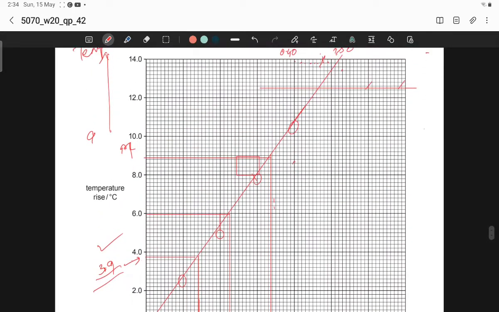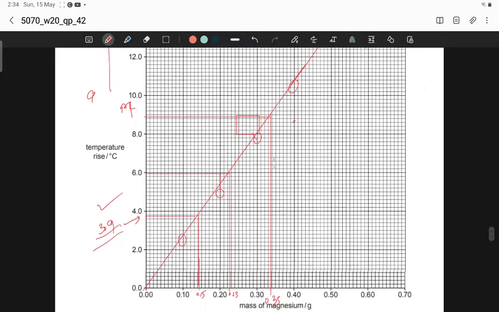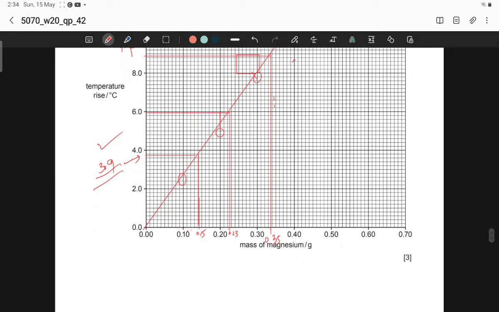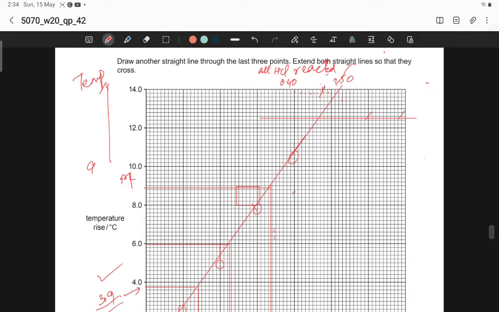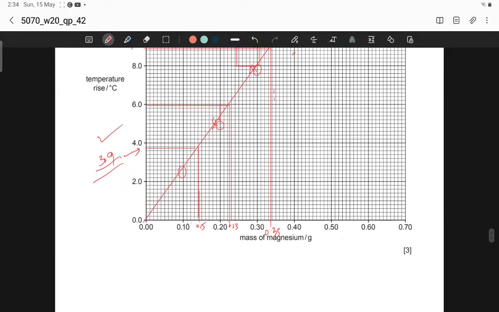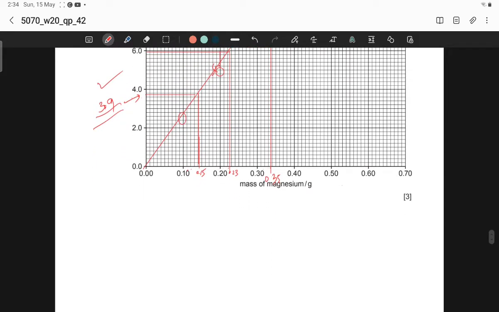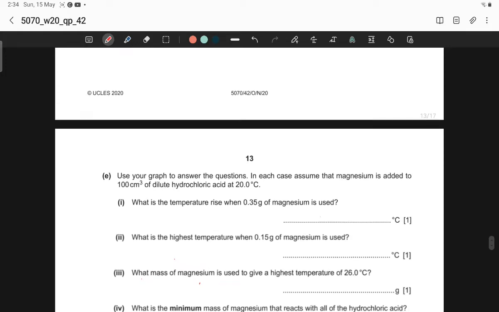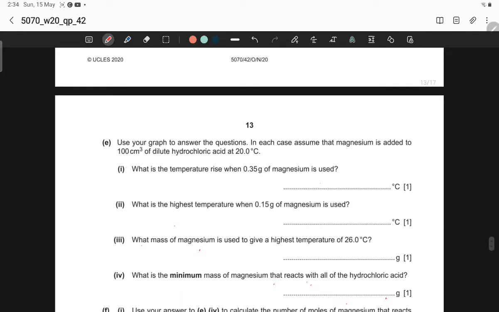So draw the graph. I have drawn it earlier to save time. Temperature rise against mass of magnesium. Use your graph to answer the questions. In each case, assume that magnesium is added to 100 cm³ of dilute hydrochloric acid at 20 degrees centigrade.